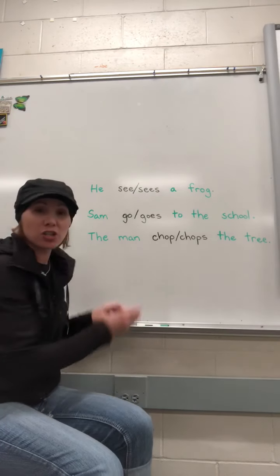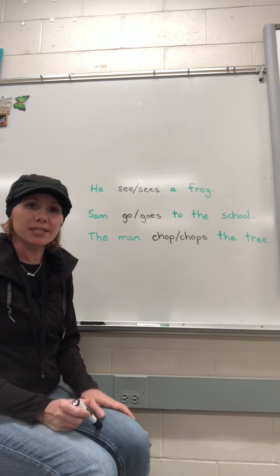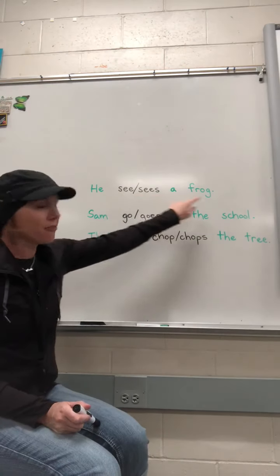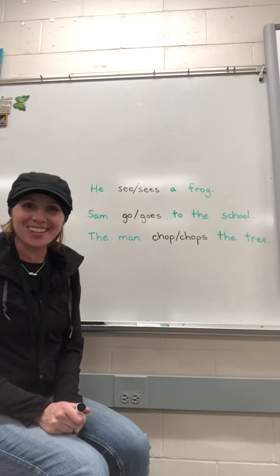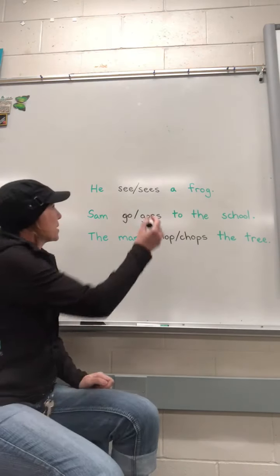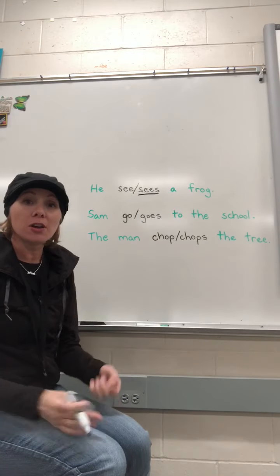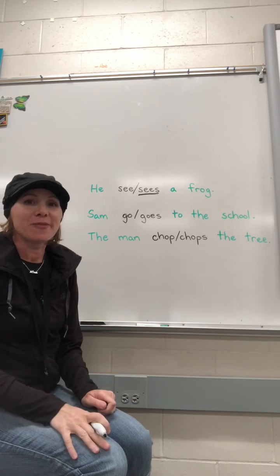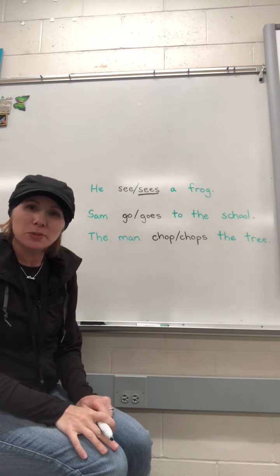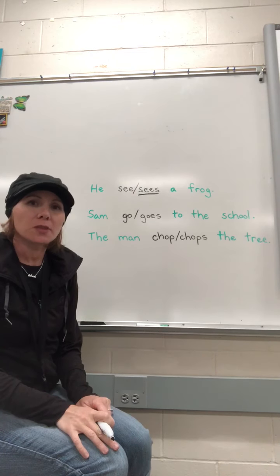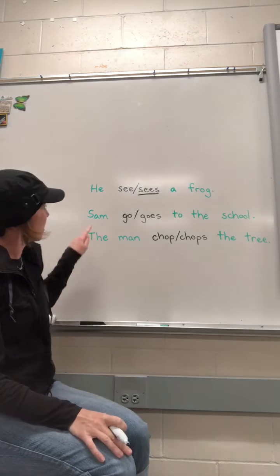So we can try that out just to check ourselves. We can try reading it both ways and see which one makes sense. He see a frog, or he sees a frog. Which do you think makes sense? It's got to be sees, because the noun is singular, so we've got to make the verb plural, which just means we add an S to it. When you write, read it back to yourself and think, oh, do I need an S on that verb? Which makes sense. That's what good readers and writers do. All right, let's try the next one.